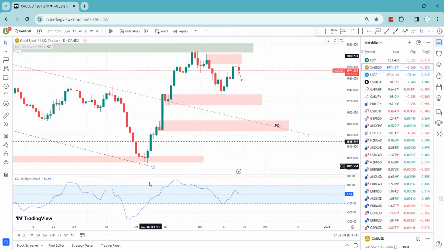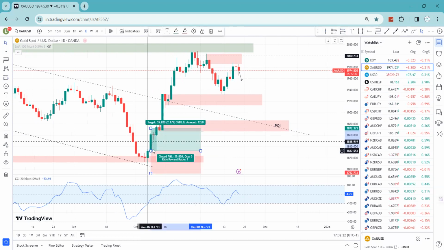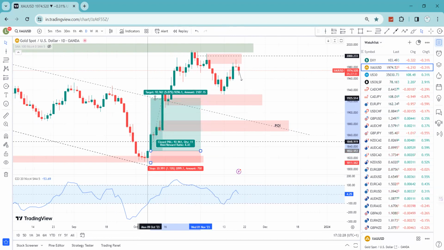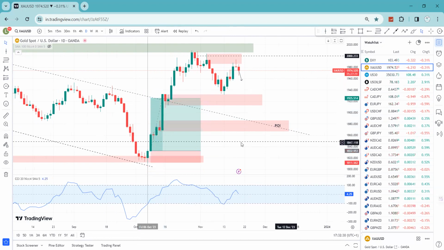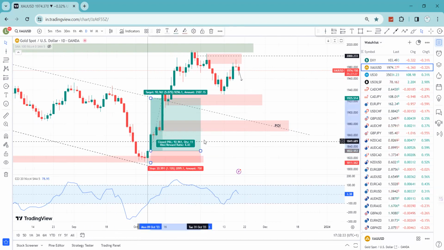And how do I get my confirmation? Using the commodity channel index. I'll simply wait for when the commodity channel index trades above the negative 100. And it did that somewhere around here. And then I'm presented with that buy opportunity, minimize my risk, and ride it all the way to the top. This is presenting me with 1:4. And if you look at that, that's so much money, especially on gold.